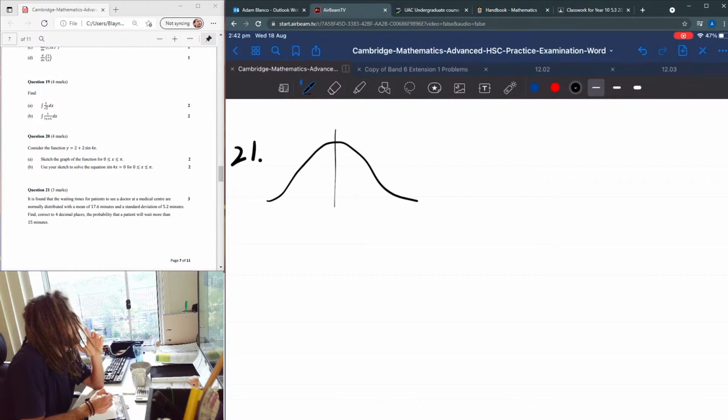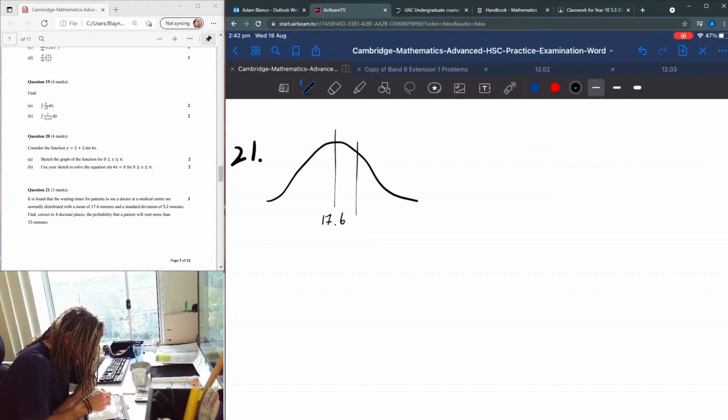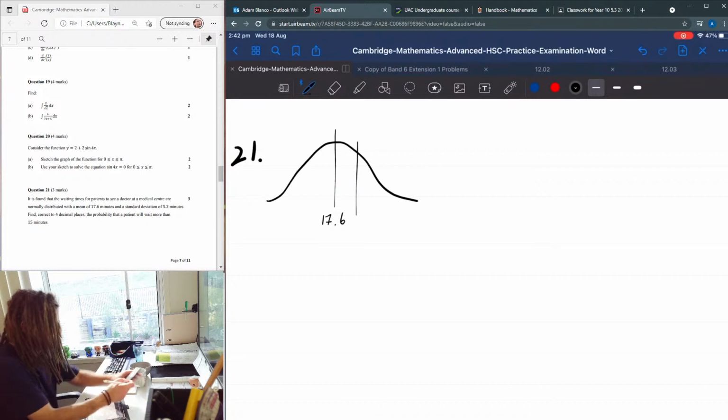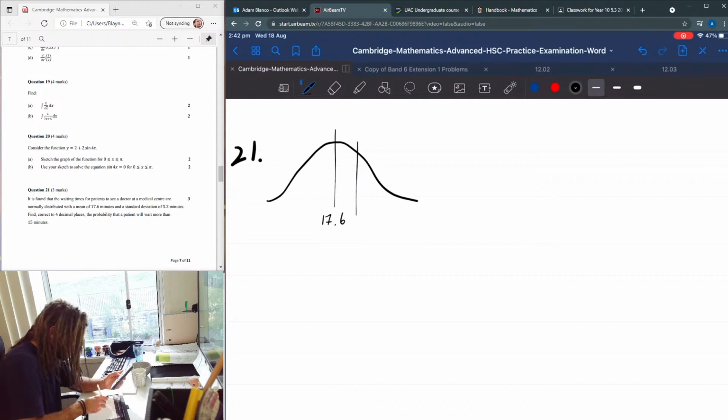Now my mean is, what's the mean? 17.6. Standard deviation is 5.2. So, oh geez, what's that going to be? 17.6 plus 5.2 is 22.8, plus 5.2. Oh, damn it. That's 28. Okay, let's just go to 2.